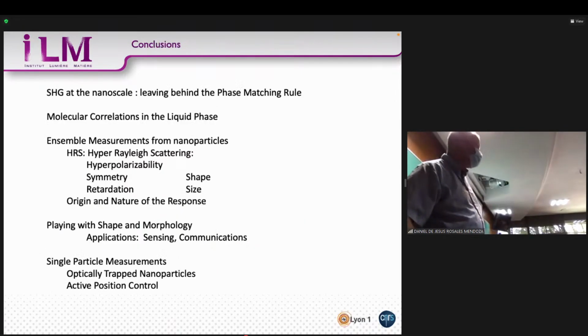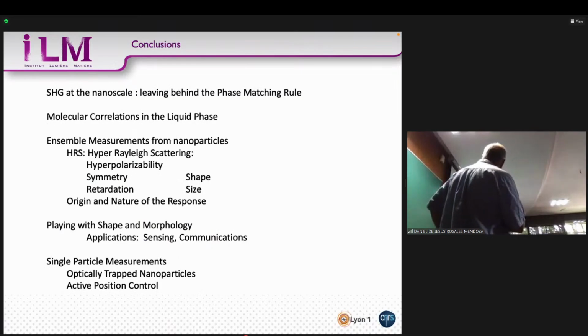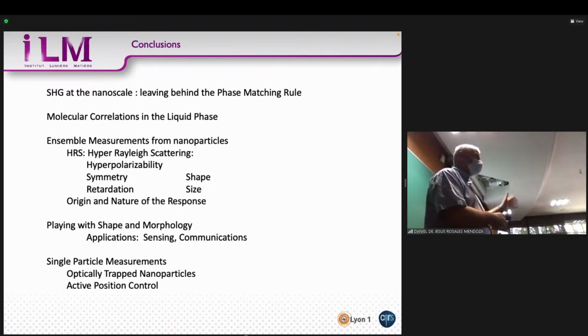So with this, I will conclude. I hope that I've shown you that we can do a lot with second harmonic at the nanoscale. Even though there's no phase matching, we can still do and learn a lot from the nanoscale structure. We've seen that in liquids, there is molecular correlation. And with particles, beyond the simple measurement of the hyperpolarizability, there will be a competition between symmetry and retardation, or in other words, shape and size. And we can get the origin and nature of the response of the particles.